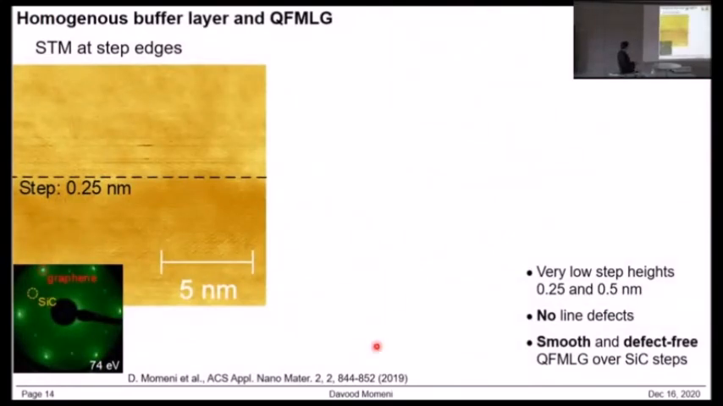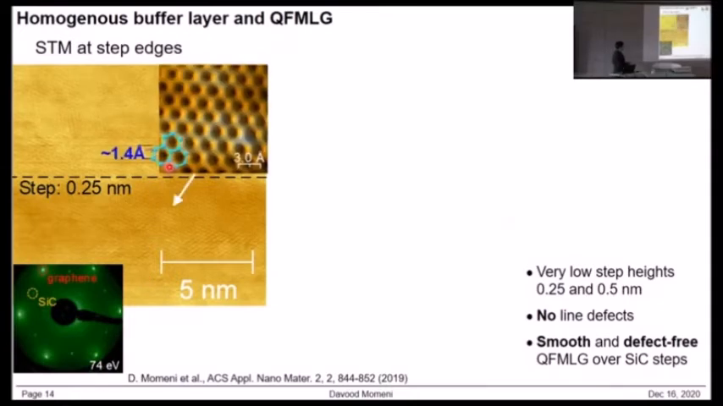So here you see the results. The LEED pattern here demonstrates the successful intercalation. And here on top, you can see the larger scale scanning tunneling microscopy image of the sample. You can see that the graphene smoothly goes from one terrace to the next with a step of 0.25 nanometer in between. A closer look at the atomic scale of this sample shows a high quality graphene crystal.